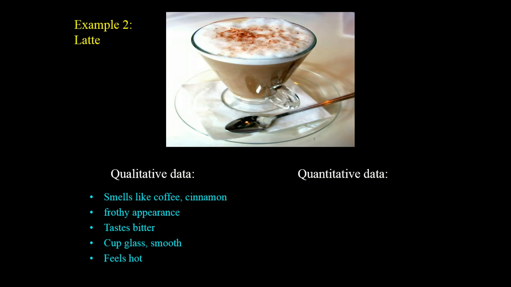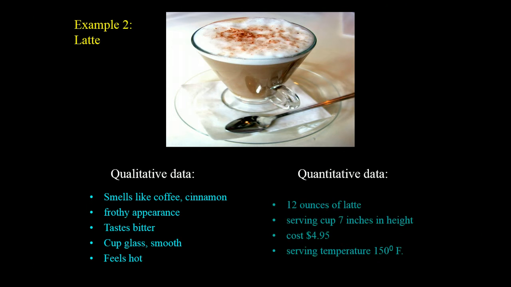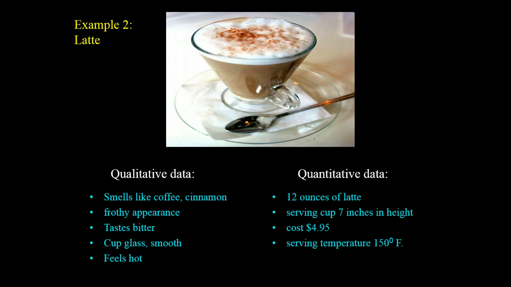For a second example, we can look at this latte. Qualitatively, we could say it smells like coffee and cinnamon. It has a frothy appearance. The taste is bitter. The cup is made of glass and it's smooth, and it feels hot. Quantitatively, you could say there are 12 ounces of latte. The serving cup is 7 inches in height. The cost is $4.95, and the serving temperature is 150 degrees Fahrenheit. Notice the difference between qualitatively saying it feels hot and quantitatively telling you that the temperature is 150 degrees Fahrenheit.